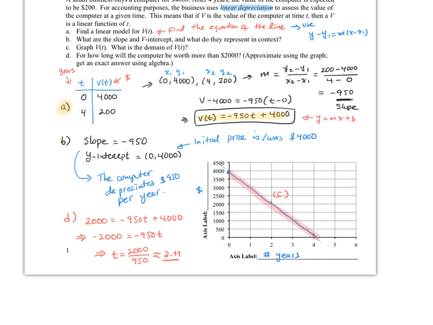So that means that before that, the computer was worth more than $2,000. And also remember that the domain, t, is between 0 and 4.1 or 4.2. It cannot be negative, so around 4.1, 4.2. All right, so now let's go to the next page, which is now talking about piecewise linear functions.